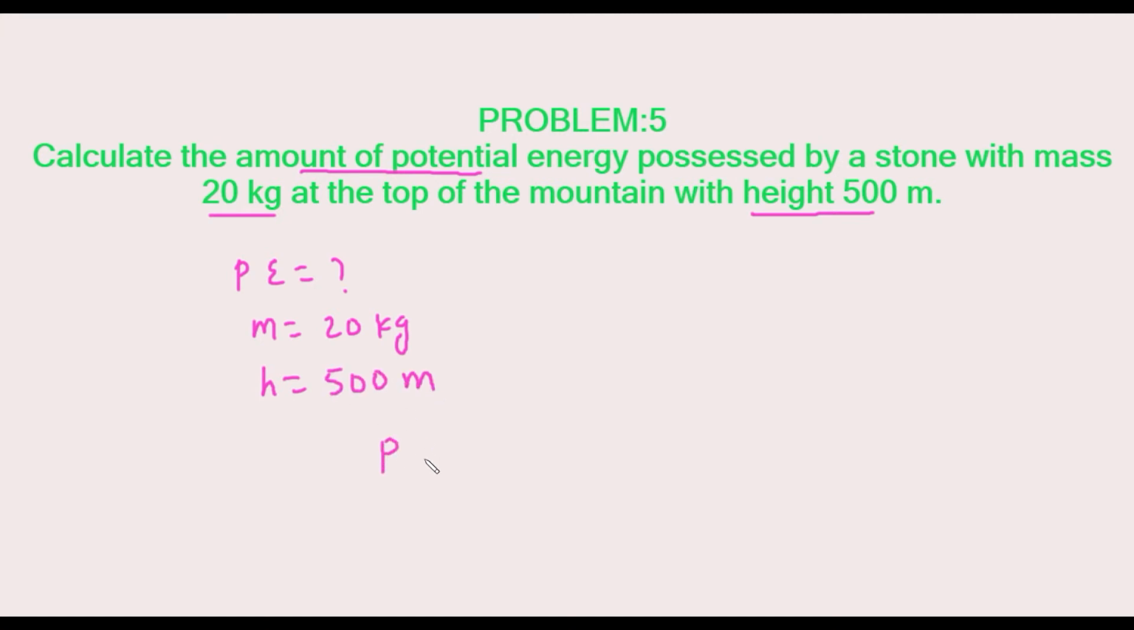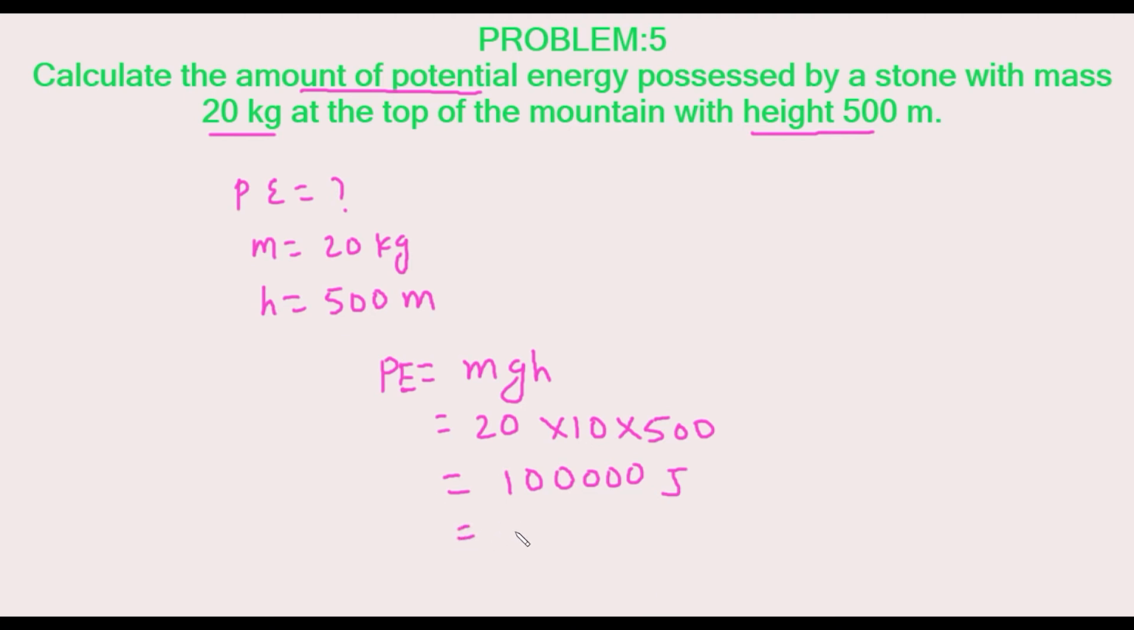We know that potential energy equals mgh. The mass is 20, and for g, if it is not given, then we can use g equal to 10, and the height is given 500. So 20 into 10 into 500 gives 100000. The unit of potential energy is joule. This is the required potential energy.